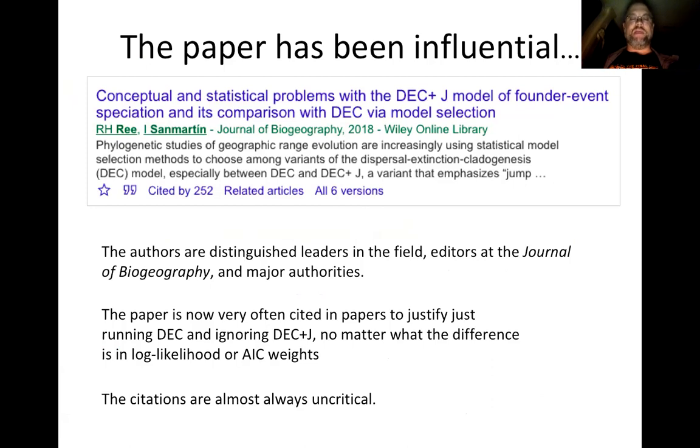The authors are distinguished leaders in the field. They're editors at the Journal of Biogeography. They're major authorities in the field. And the paper is now very often cited to justify just running DEC and ignoring the DEC+J model, and not even doing statistical model comparison in terms of log likelihood or AIC weights. Most of the citations, when you look in the literature, are pretty critical. Some of them are kind of agnostic, but they sort of say there's a debate, who knows, but we're just going to not run this model comparison because it's under dispute.